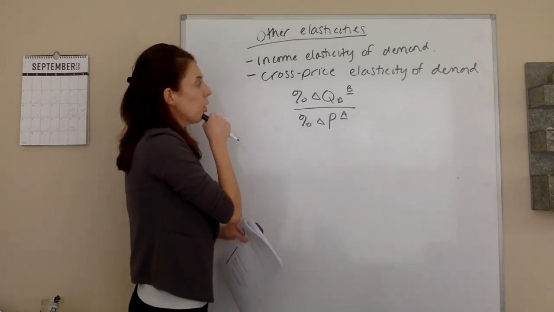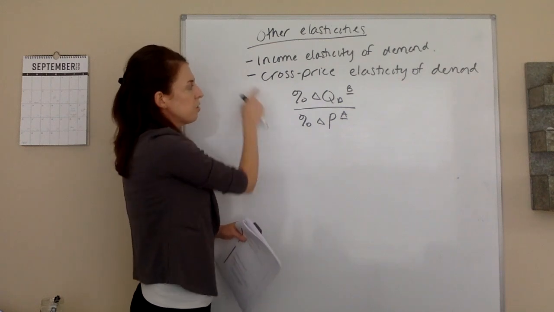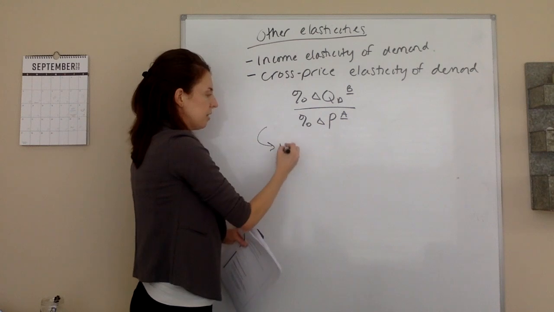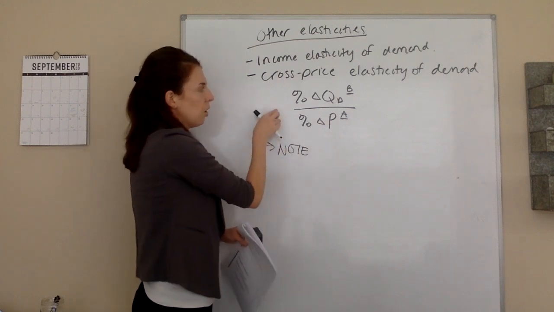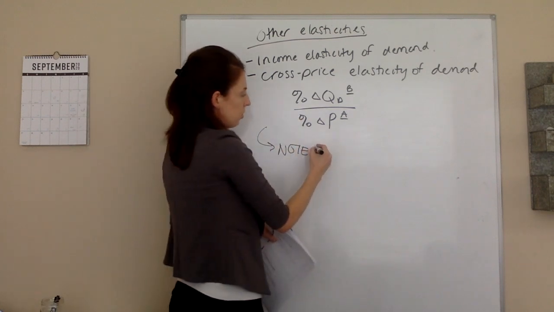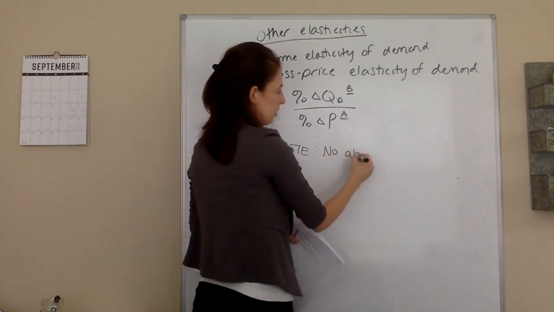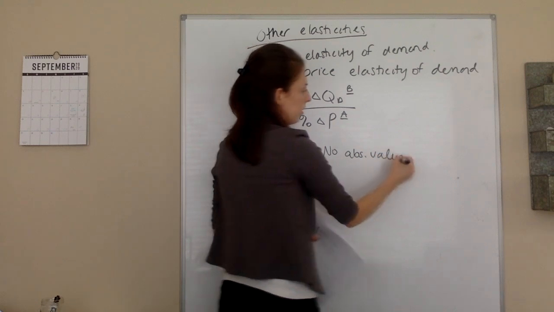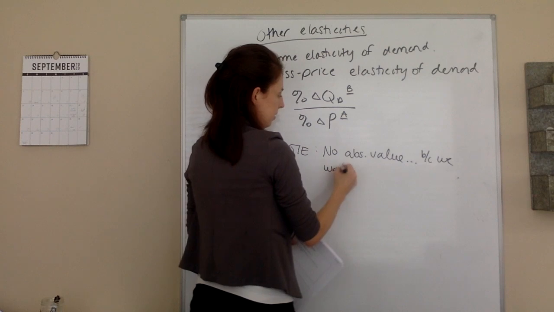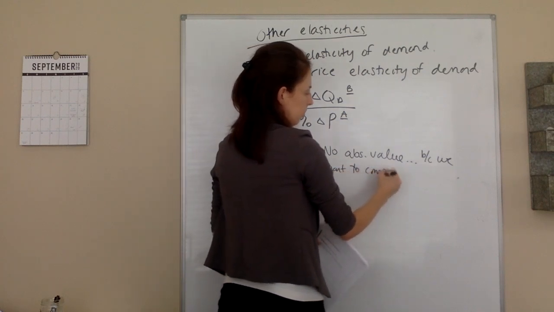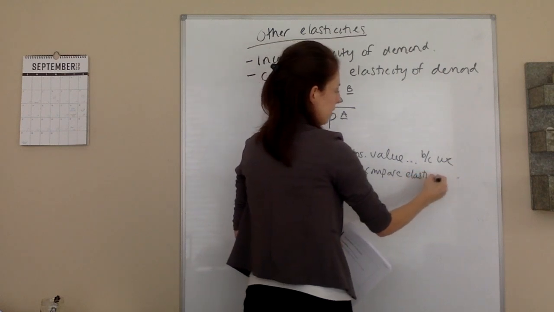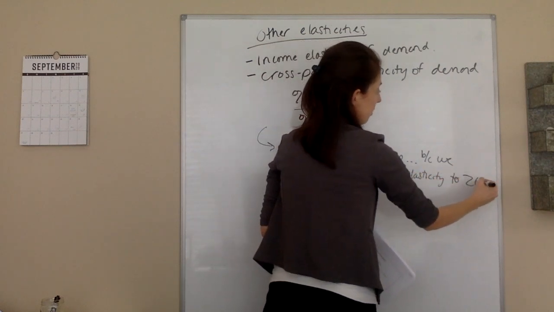Okay, first of all, similar to the income elasticity of demand, we're not going to take absolute values because what we want to do again in this case is compare the whole number that we get for the ratio to 0. So note, no absolute value, because we want to compare the elasticity to 0.